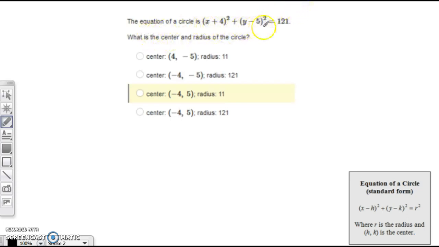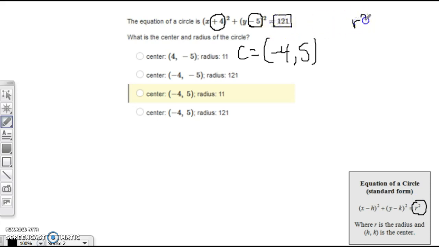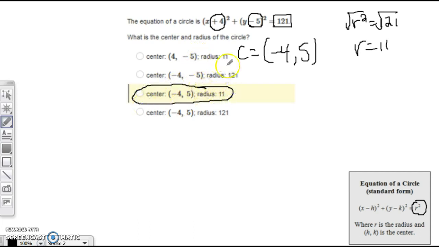The equation of the circle is this. What is the center and the radius? All right, so for our center, we just take the number with x and change the sign. Take the number with y and change the sign. So our center is going to be -4, +5. And for the radius, remember in the equation, 121 equals the radius squared. So to find the radius, you would square root each, and the radius would be 11. So this would be our answer.